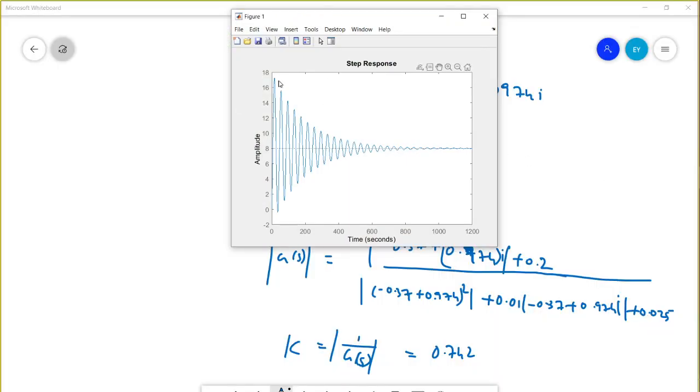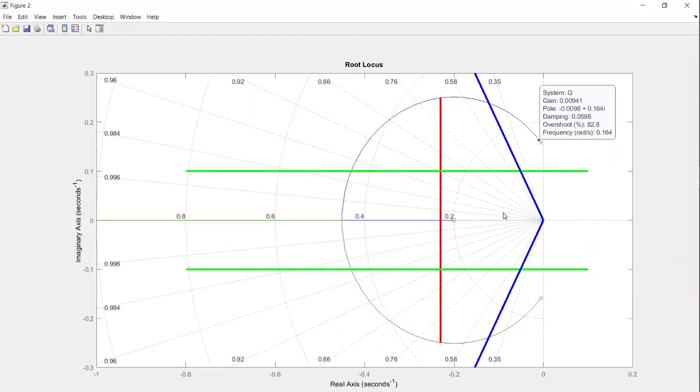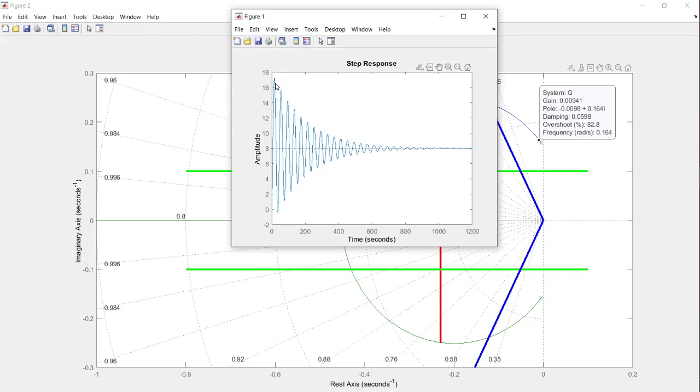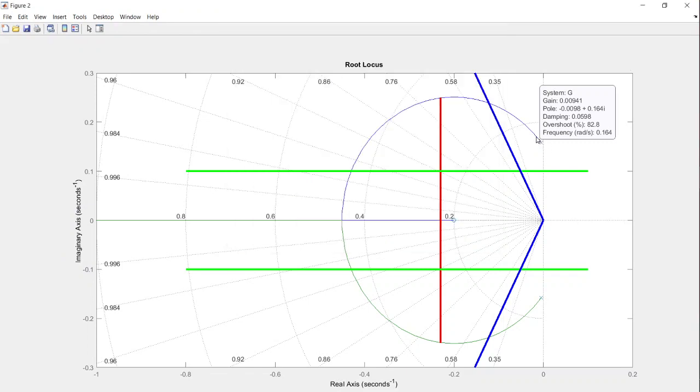See, the pole location, I'll show it again. When I'm selecting the pole here, the pole at this point is giving 82% of overshoot. That is why your step response is having an overshoot of almost 100%. Okay, then if you keep increasing this value, going towards this point, just keep on going this way.